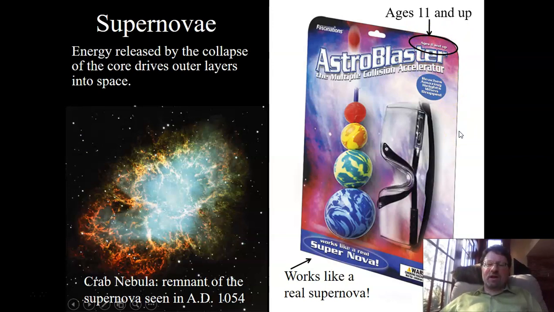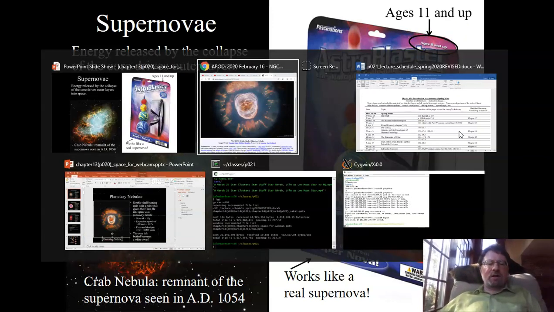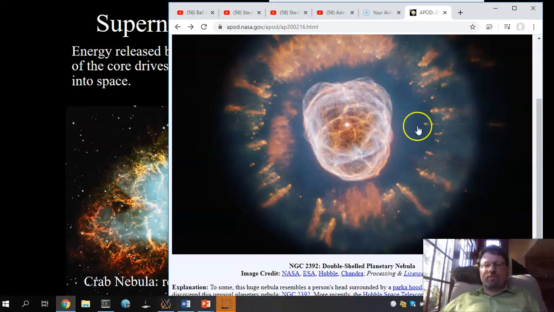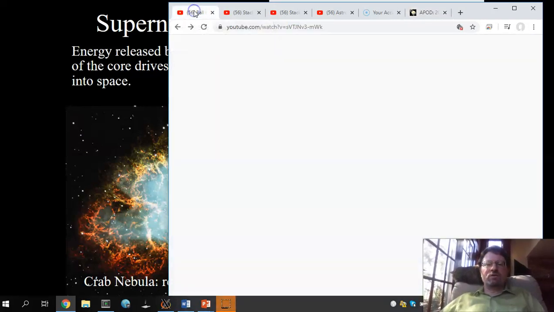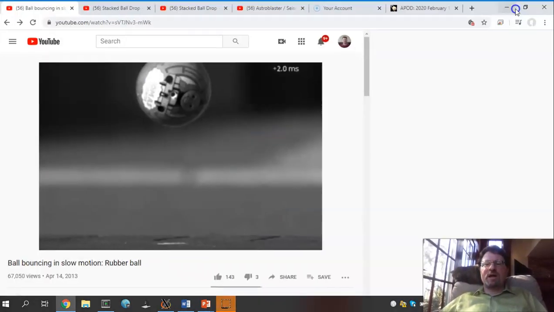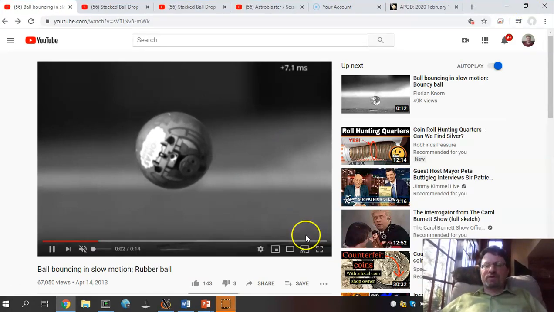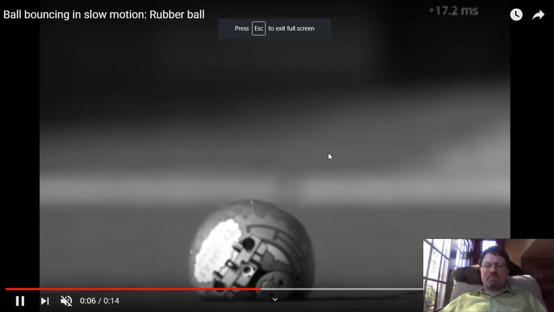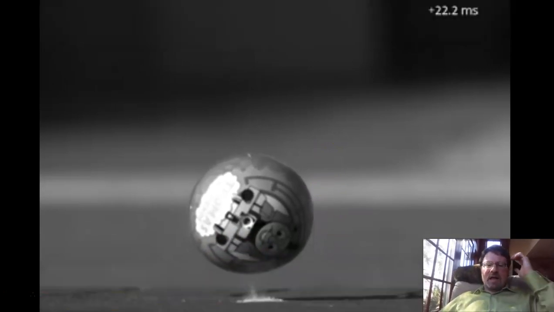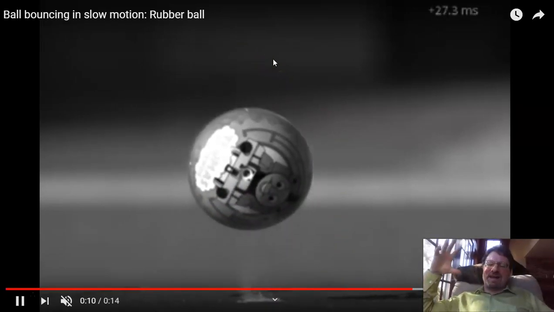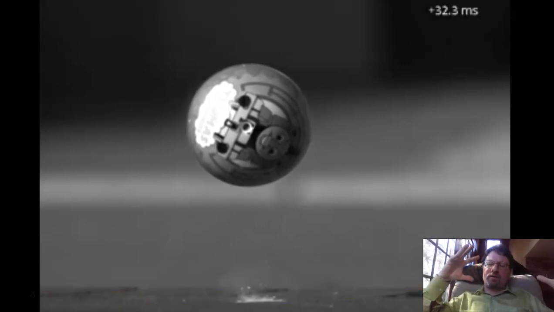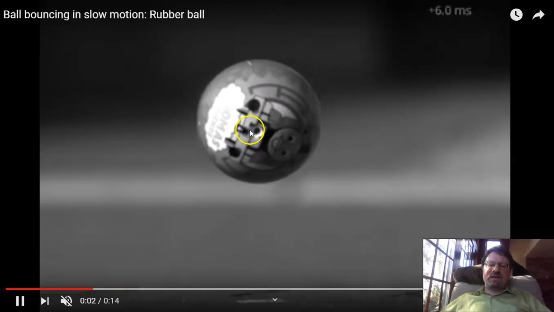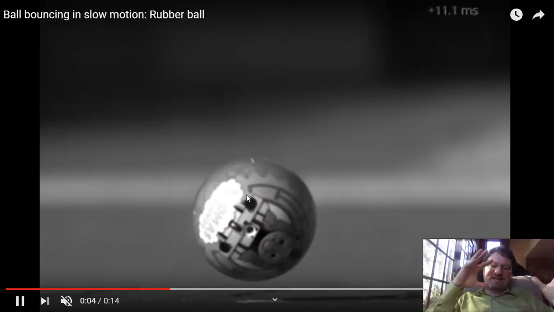Although I can't demonstrate it for you, I did go online and find some YouTube videos that we can use to help explain this process. This first video is showing just simply a ball that's bouncing. And think about this as being analogous to the core of a star as it is collapsing inward. It's collapsing inward, and it's going to shoot past equilibrium.